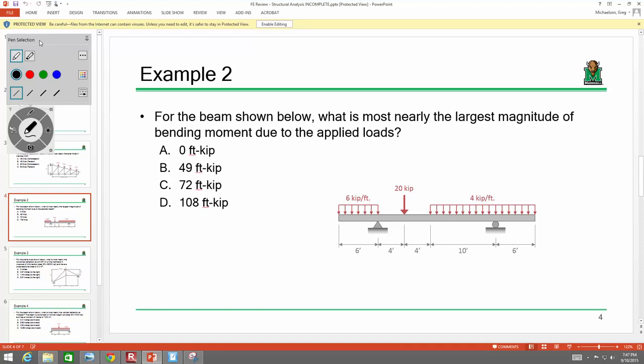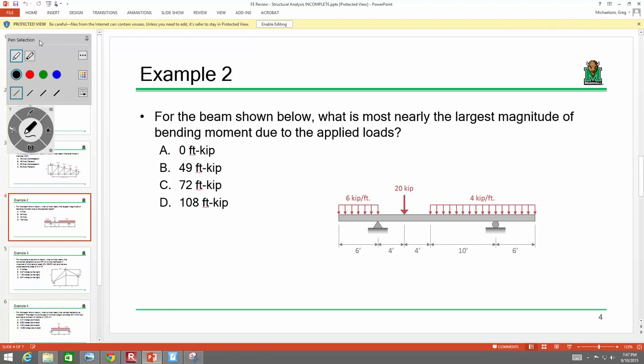All right, so now what we're going to do is look at another type of internal force calculation, which is shear and moment. So the problem's asking, let's go through this. For the beams shown below, what is most nearly the largest magnitude of bending moment due to the applied loads? What's not the answer? 0. That one's just right off the bat. That doesn't make any sense. But these other ones, it's a little more difficult.